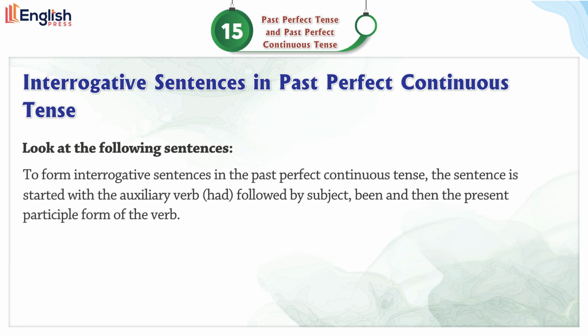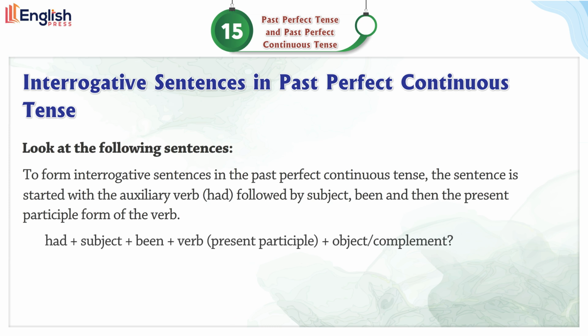To form interrogative sentences in the past perfect continuous tense, the sentences start with the auxiliary verb had, followed by the subject, been, and then the present participle form of the verb. Had plus subject plus been plus verb, that is present participle, plus object or complement.